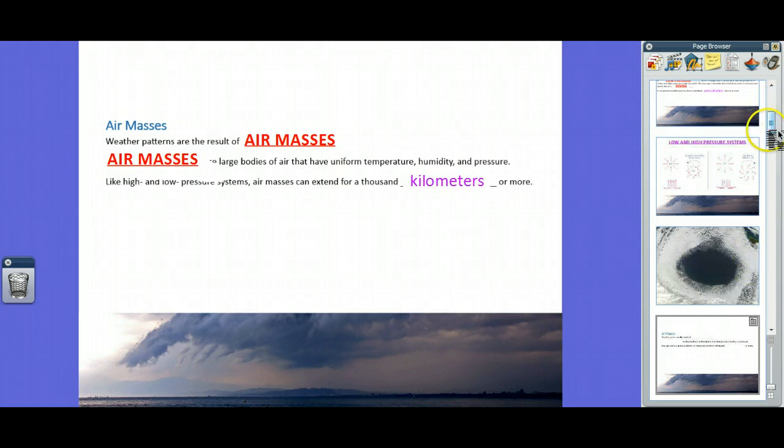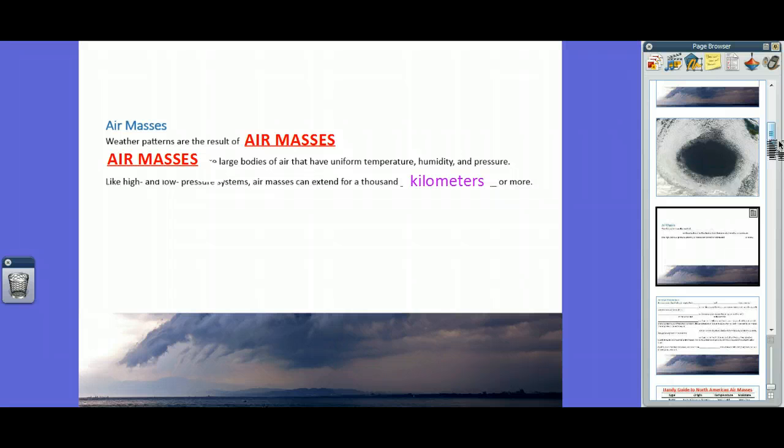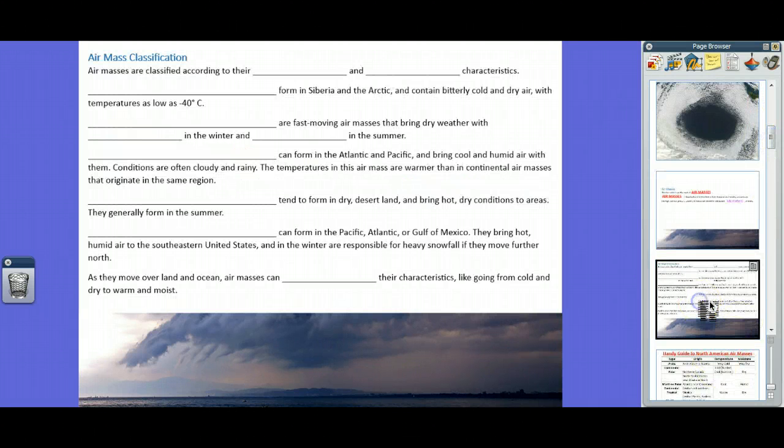Oftentimes when you see the weather, we'll see very large scale air masses moving through. So what we're going to do in this lesson is talk about the different air masses that dominate in the United States and how our weather is driven by them. But there's a handy guide to them. Let's go through the notes and then we'll get to them.